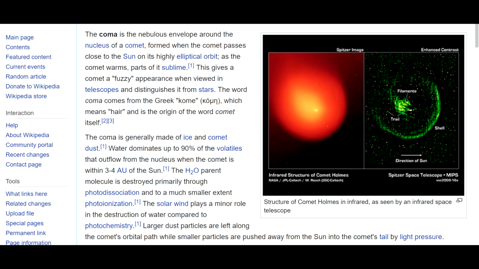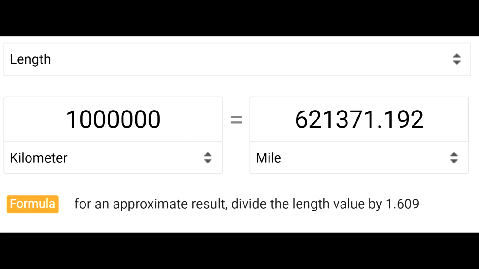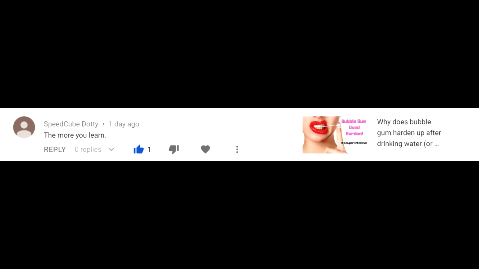The coma is the area surrounding the nucleus. It's much bigger than the nucleus. While the nucleus is only about 10 kilometers across, the coma is 100,000 times its size, at 1 million kilometers across. It's made up of water vapor, CO2, and other gases.